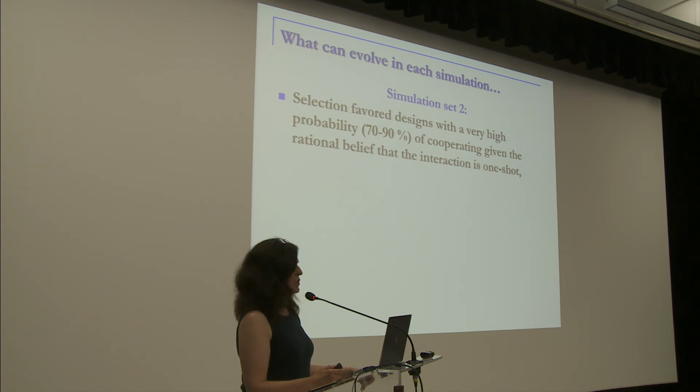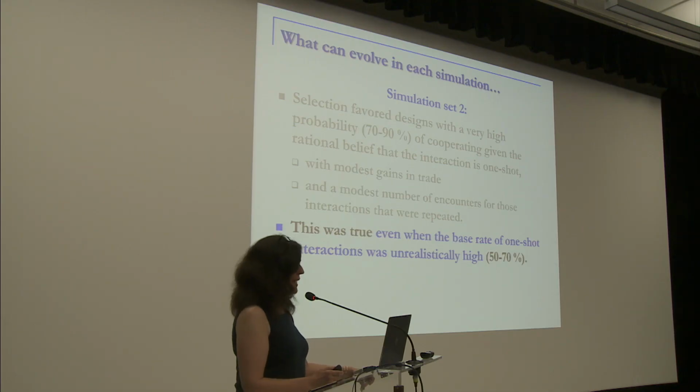What happened is that selection favored designs with a very high probability of cooperating given the rational belief that the interaction is one-shot. The probability is 70 to 90%. Even with modest gains in trade and a modest number of encounters for those interactions that were repeated, like 5, which for hunter-gatherers is pretty trivial. And that was true even when the base rate of one-shot interactions in the population was unrealistically high: 50 to 70% of the encounters are one-shot interactions.